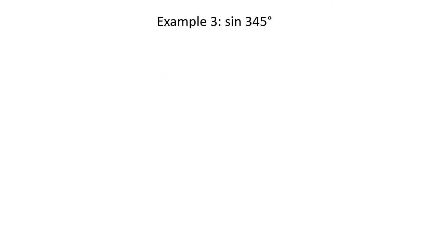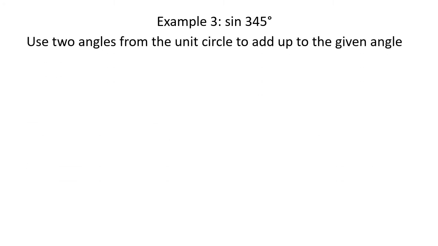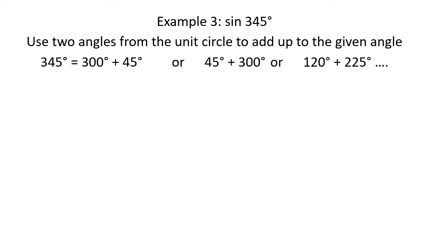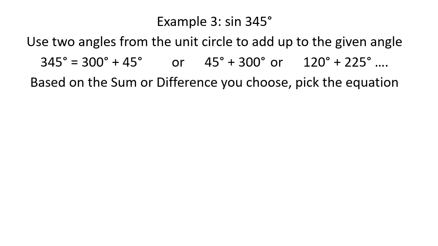Here we have another example, sine of 345. So use two angles from the unit circle to add up to the given angle. So here we have 300 plus 45, we have 45 plus 300, we have 120 plus 225. I'm sure there's other combinations that you could find. I try to choose the simplest combination possible. So based on the sum and difference that you choose, pick the equation. We're obviously using an addition formula for sine. So we're going to have sine A plus B is sine of the first, cosine of the second, plus cosine of the first, sine of the second.